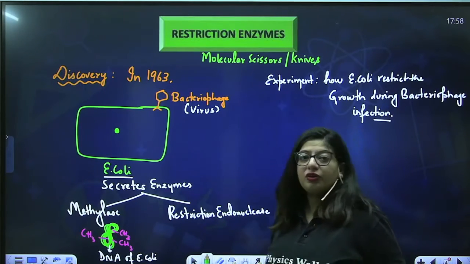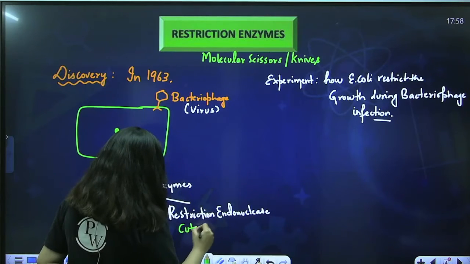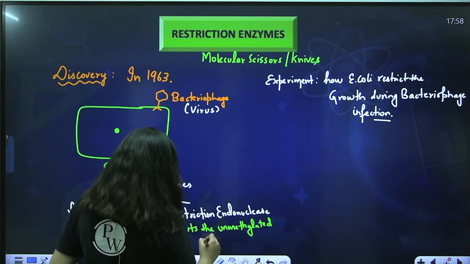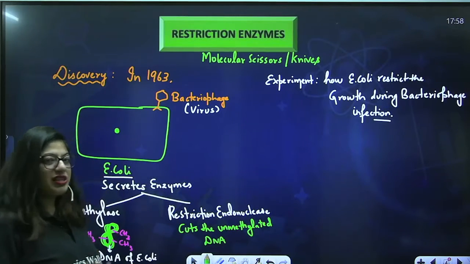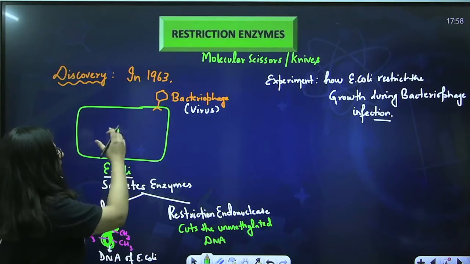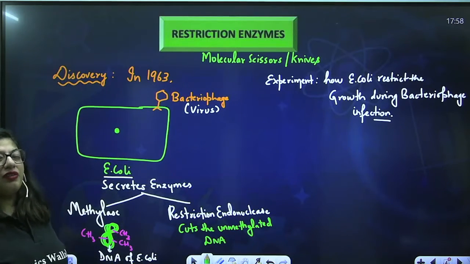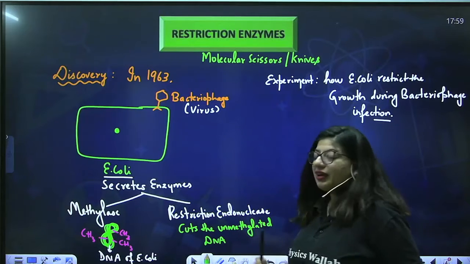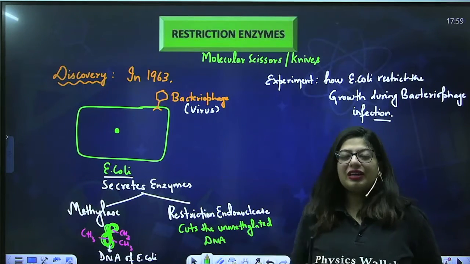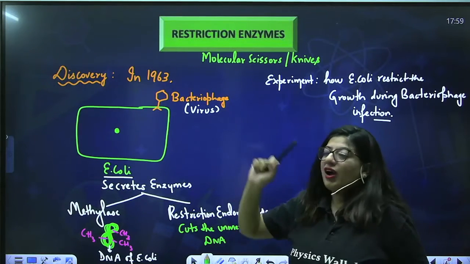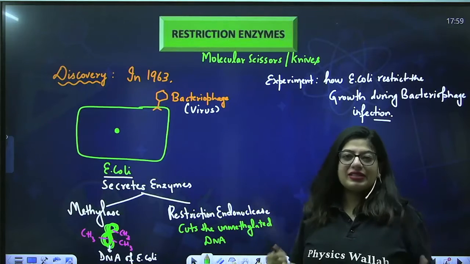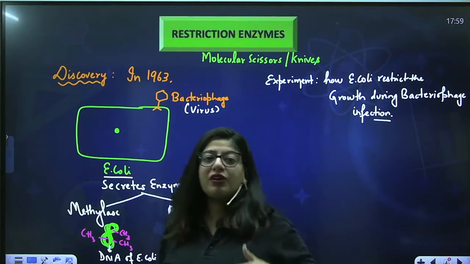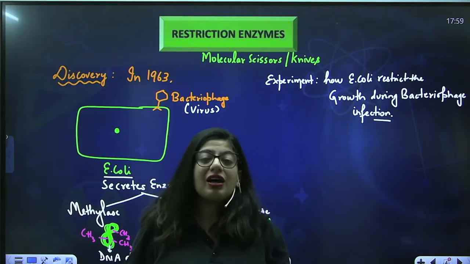So the restriction endonuclease cuts the unmethylated DNA. Just for example, the E. coli itself put up a shield and now it has triggered a button and from everywhere the bullets are firing. That bullet will not kill the E. coli's genome. Rather, it will kill the bacteriophage's genome. So it will only cut the unmethylated DNA, a DNA which does not have a methyl group. In this case, the bacteriophage DNA does not have a methyl group and hence it will be cut. From that we got to know these restriction enzymes are a kind of natural defense mechanism of the bacteria against viruses.